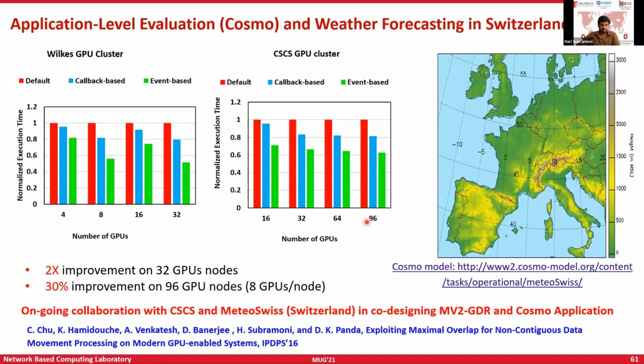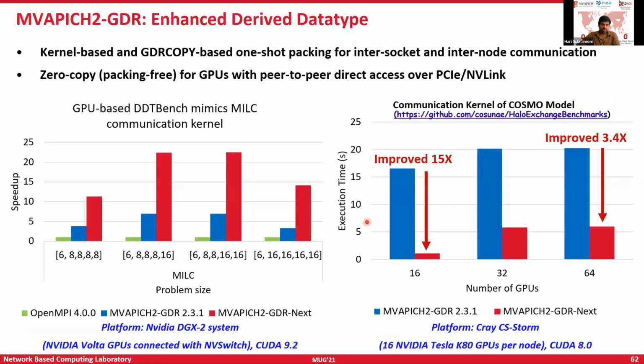So we didn't stop there. We continued with our data type work, and we were trying to see if we could use other kernel-based and GDR copy-based mechanisms to perform optimized data type packing and unpacking methods for other applications like the Comb application from Lawrence Livermore, as well as some micro benchmarks which mimic application behavior like MILC.